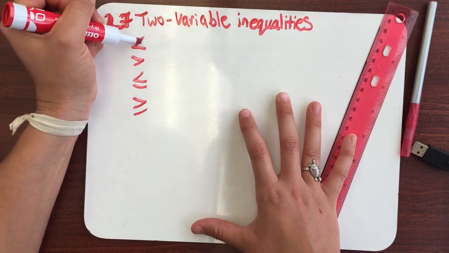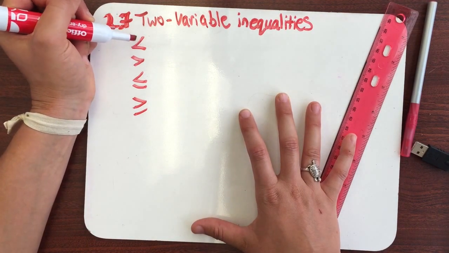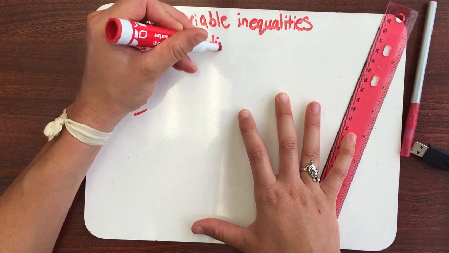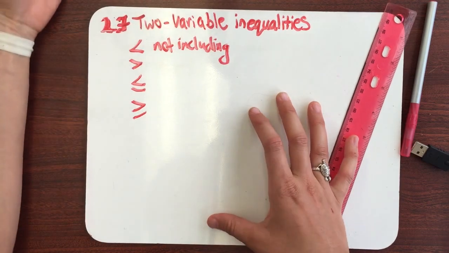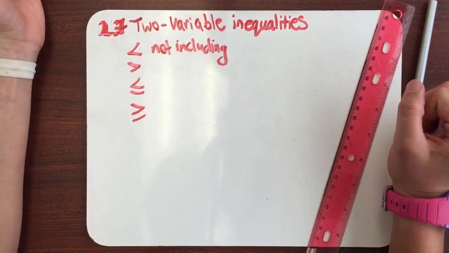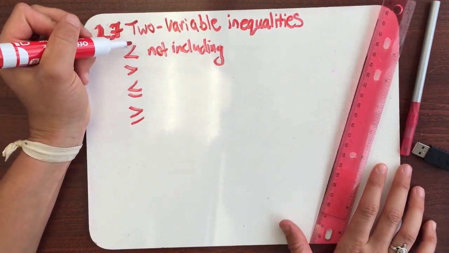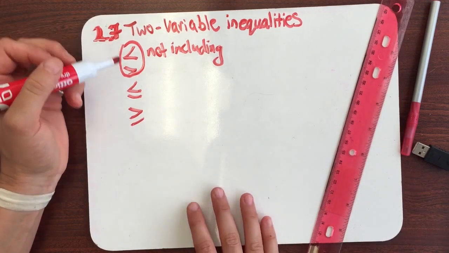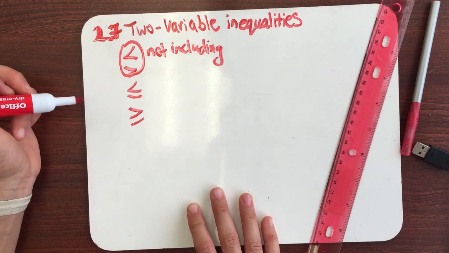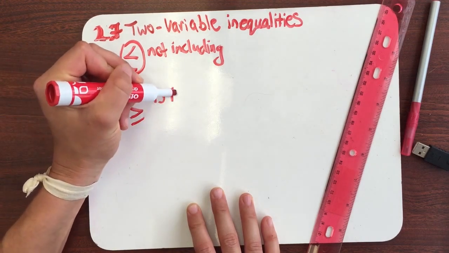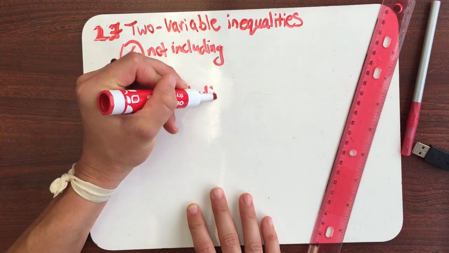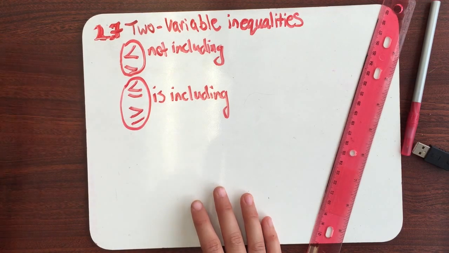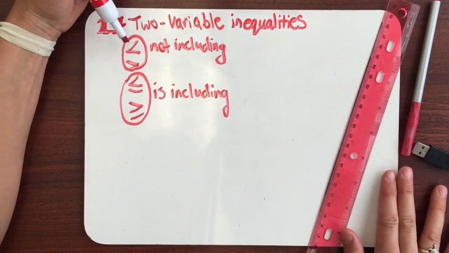If it's a less than symbol, it means it's not including the boundary line, meaning the linear equation or the absolute value equation. Same with greater than. That's also not including the boundary line. If it's less than or equal to or greater than or equal to, it is including the boundary line for both of these.